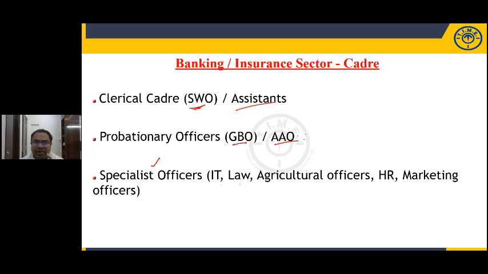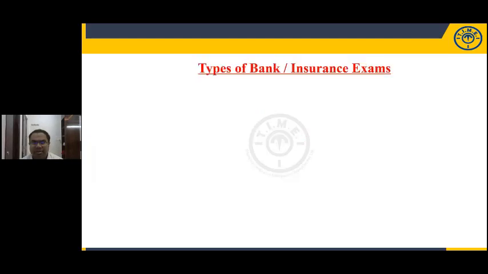Second reason, if you look at these two exams, for specialist officer you have to prepare one additional objective paper. If you are appearing for HR officer, a 50-question objective paper on HR; marketing officer, 50 questions objective on marketing; IT officer, 50 questions on IT. Like that, you need to prepare an additional paper for specialist officer, right?